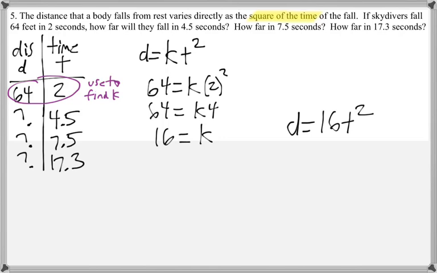And then they ask us 3 different questions. They won't always ask 3 questions. They could ask 2 or just 1. And they want us to figure out what is the distance when it's 4.5, 7.5, and 17.3.